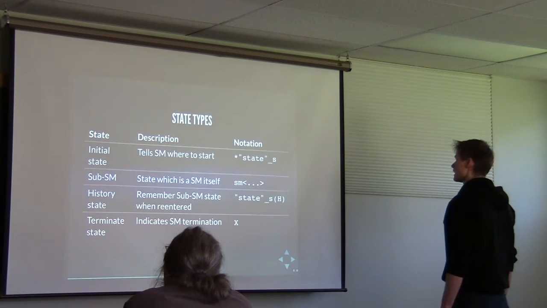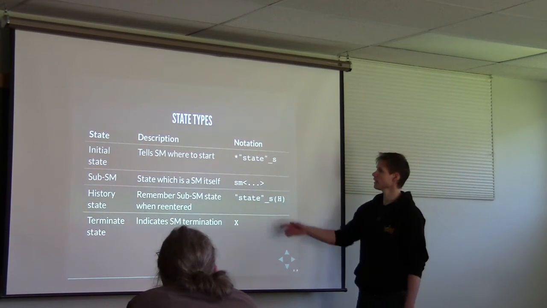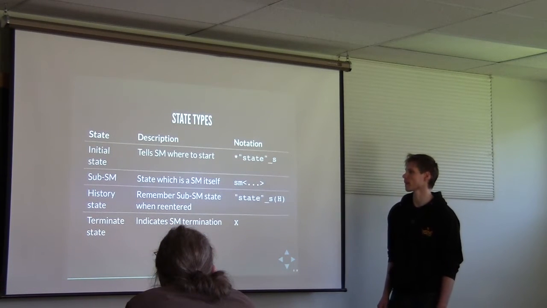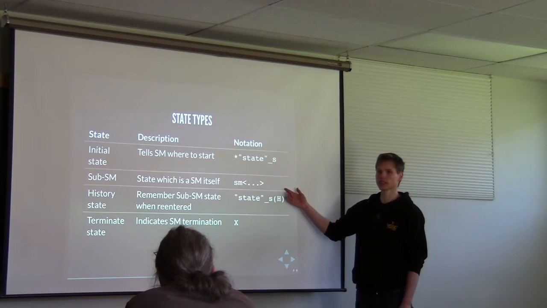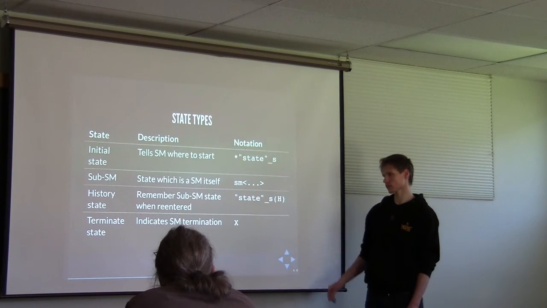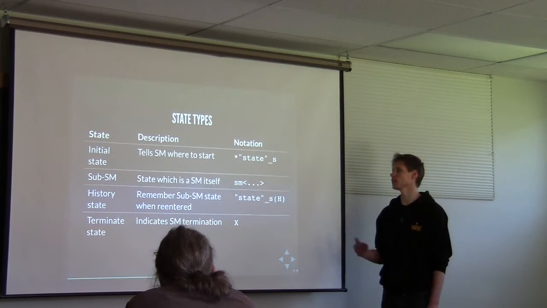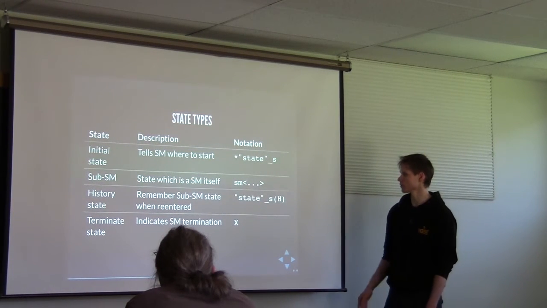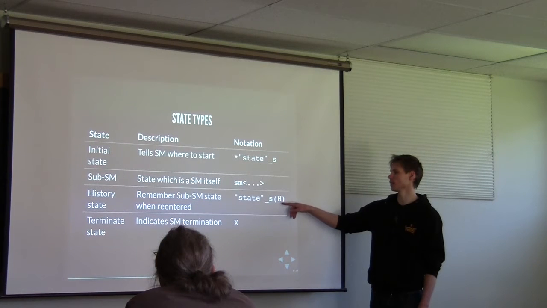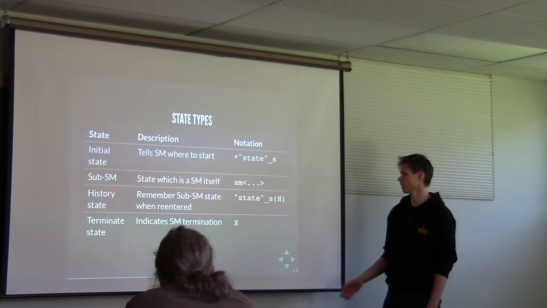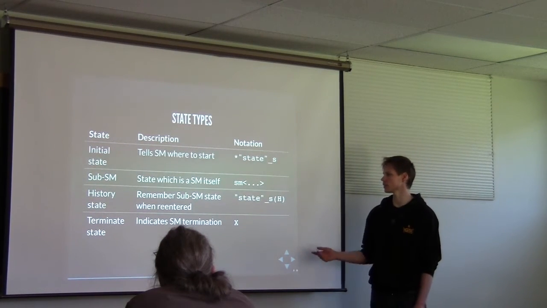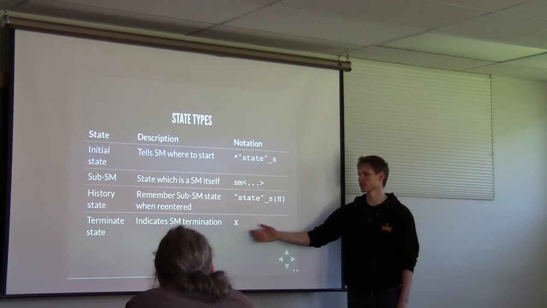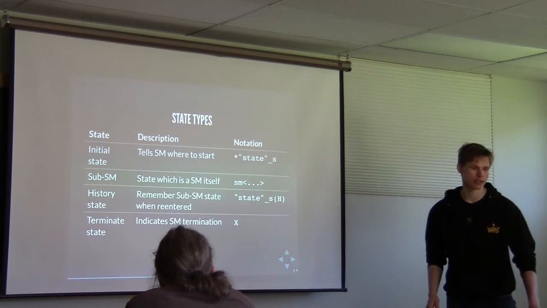So what types of states do we have? For the initial state, we use the star in order to show which state is the initial one. The state might be a sub state machine too. So if we want to transit to the state machine, we just use the state machine instead of the state. If you want to have a history state, there's an H letter for it. I was trying to mimic the UML notation itself, and for the terminate state it's just an X. We'll look into it in a sec.